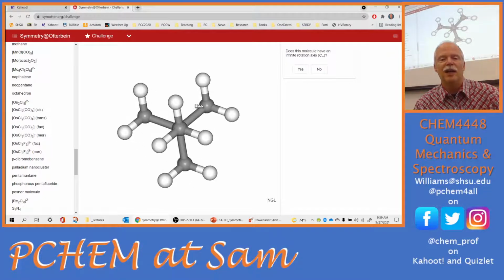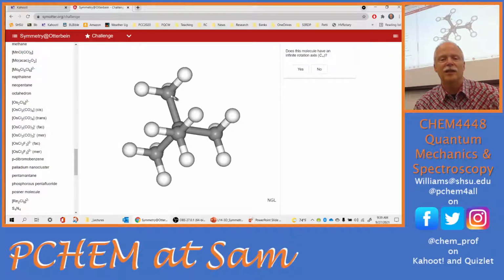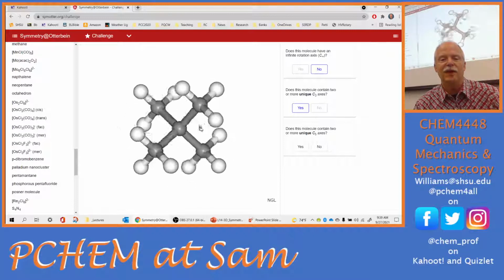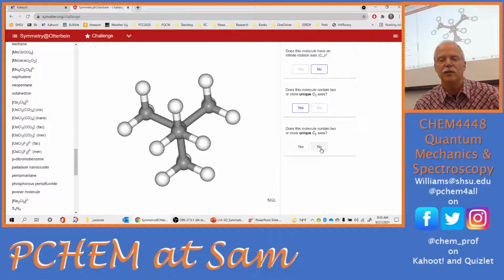So that's a C3 axis, that's a C3 axis, that's a C3 axis. So every carbon-carbon bond is a C3 axis. It's not a C infinity, so we'll say no to that. Does it contain 2 or more unique C3 axes? Yes, it does. That's 4. And then does it have a C5 anywhere? There's no 5 anything in this molecule, so we'll say no.